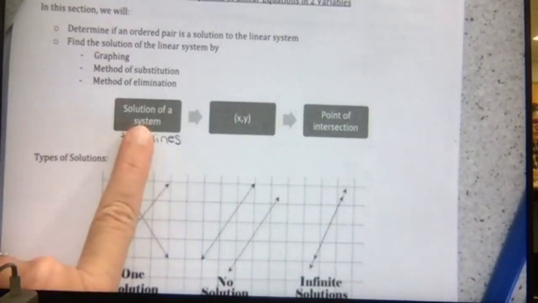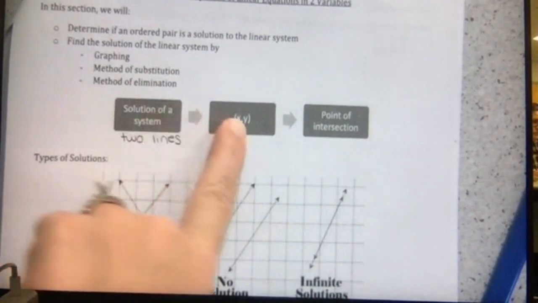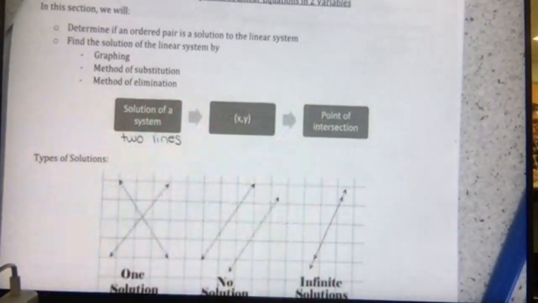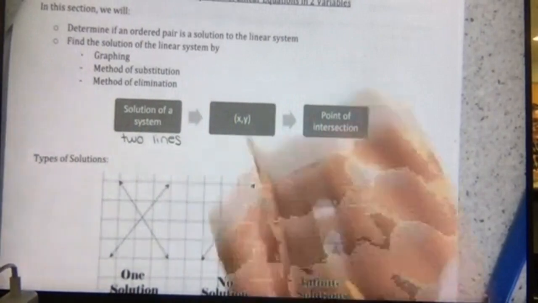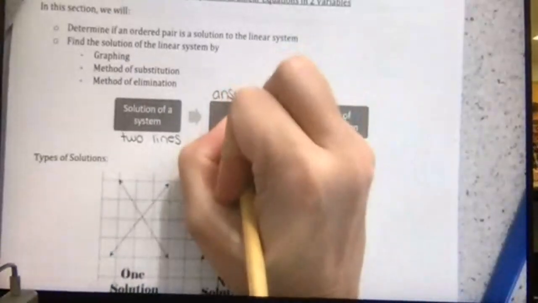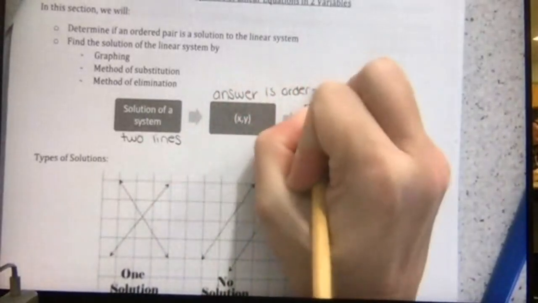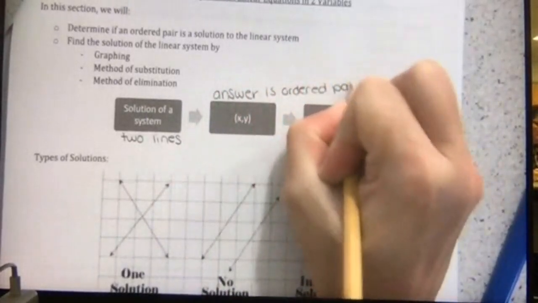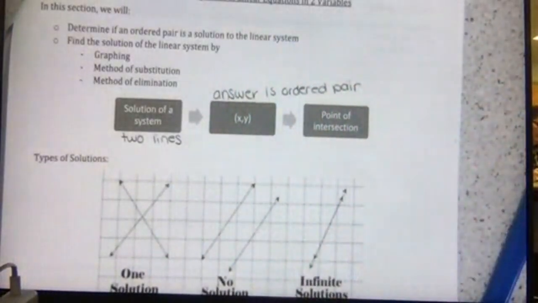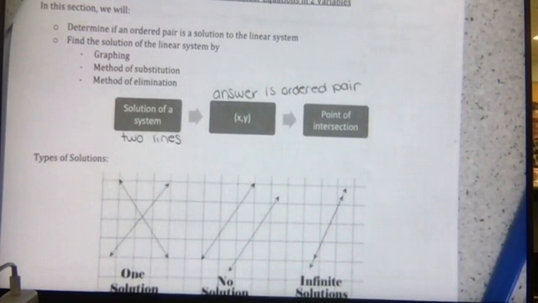And our solution to two lines is just going to be the point where they cross. It's going to be our point of intersection. So our answer is going to be the ordered pair x comma y. Our answer is an ordered pair. So we have two lines. Our answer is the ordered pair, and it's the point of intersection, the point where these two lines cross.